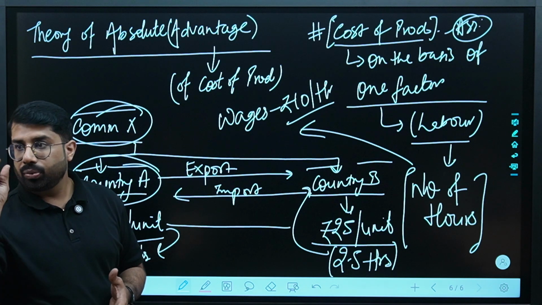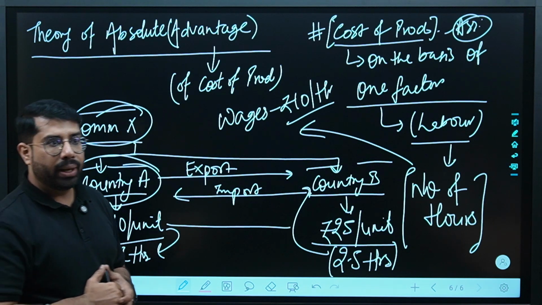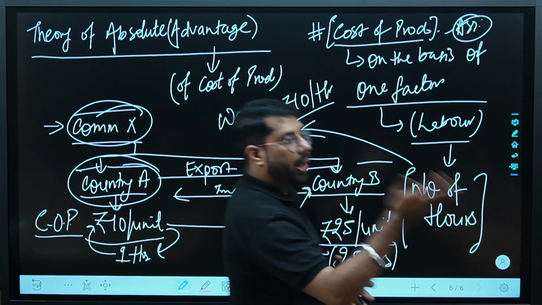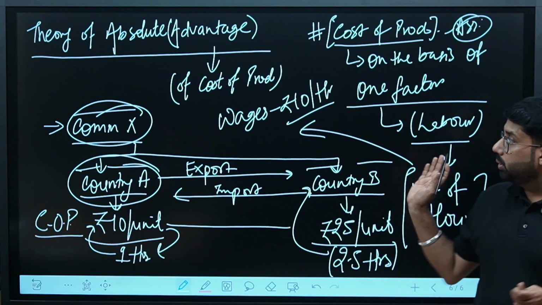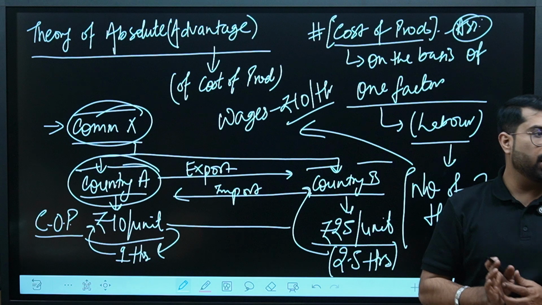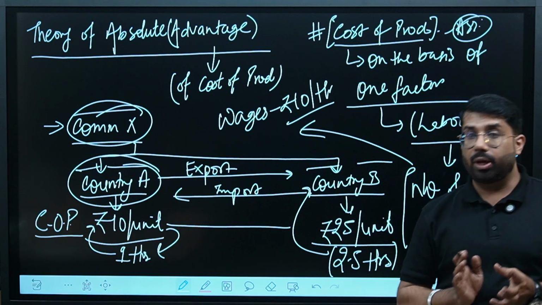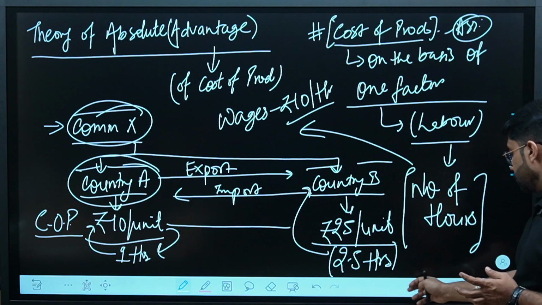The term is endowment. Endowment basically means what? Allocation. How many factors you are allocating. Are you clear? This theory says only one factor is there, that is labor. Are you clear? Everybody, yes? Yes, sir.